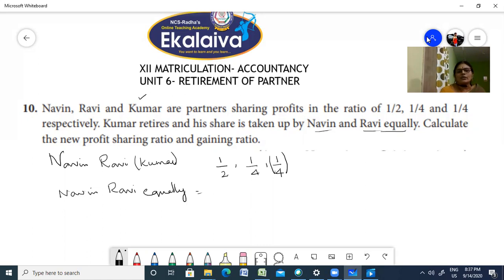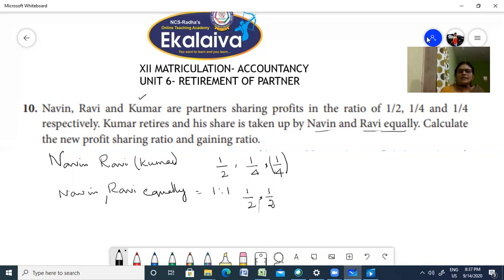Okay. So equally means what? 1 is to 1. That is 1/2, 1/2. They're going to share it equally. Naveen and Ravi are going to take Kumar's share equally. And the old profit sharing ratio of Kumar is 1/4.